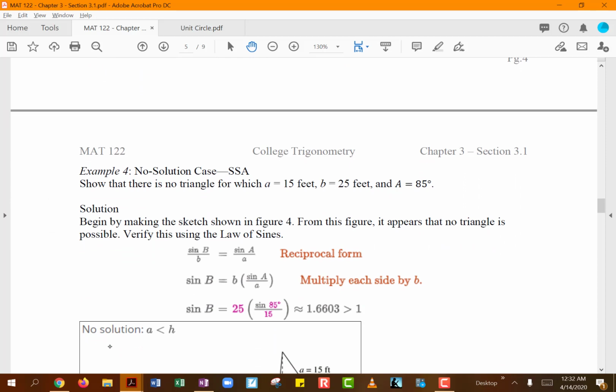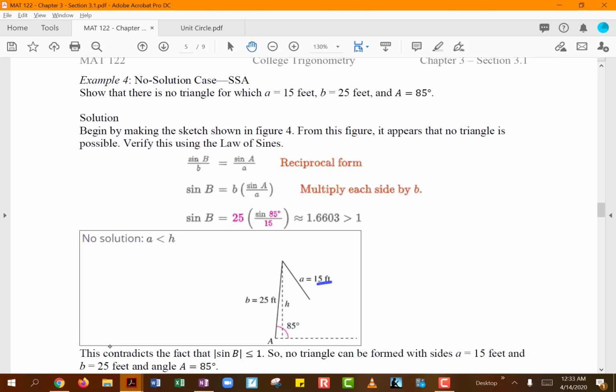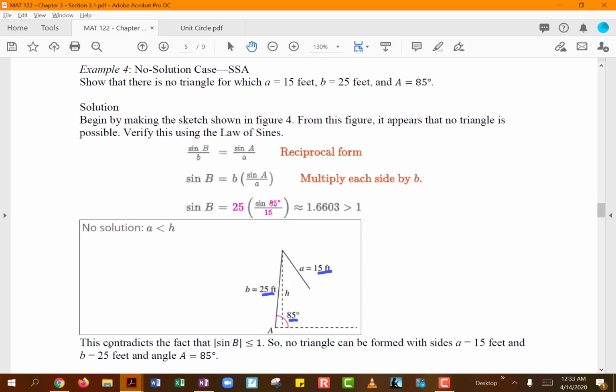But what happens if you end up with a situation where you have no solution? You don't find a single triangle. So let's look at this example over here. We are given side A is 15 feet, side B is 25 feet, and they're telling us angle A is 85 degrees. So visualizing is a great idea, because you can see what's going on with your information that's given to you. So we sketch our little triangle here first. And they're saying from this figure, it appears that no triangle is possible.